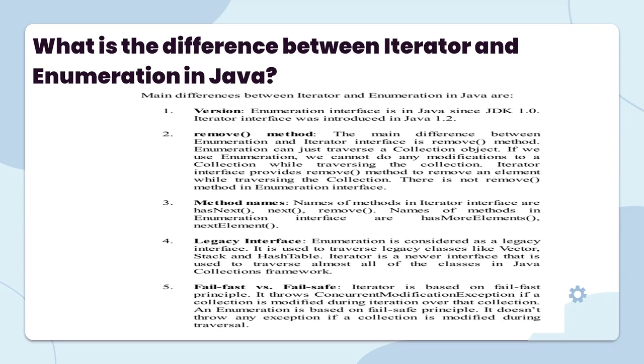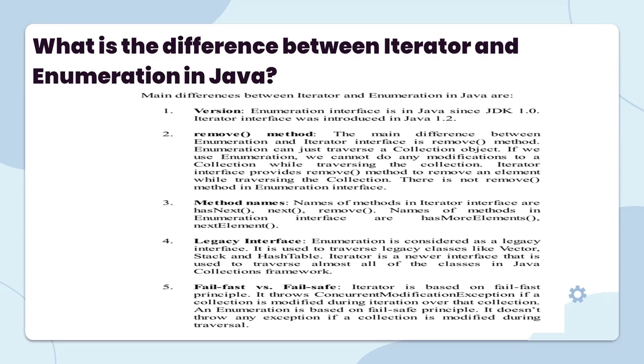Matlab kya? Agar aap access karte samay collection ke kisi bhi element ko modify karoge, add karoge, change karoge, update karoge, to agar iterator use kar rahe ho na, to collection ConcurrentModificationException dega, but yahi cheez agar aap enumeration ke through access kar rahe ho to wo nahi dega.